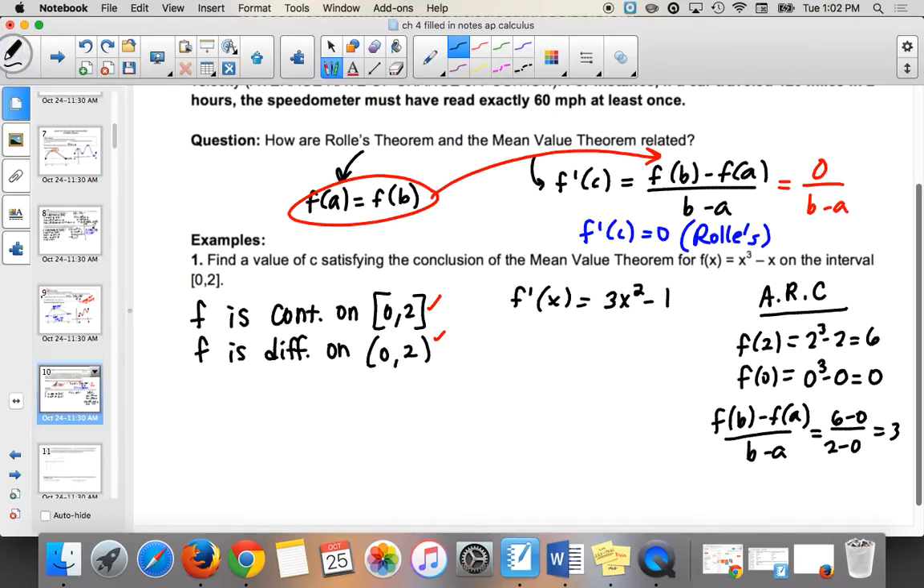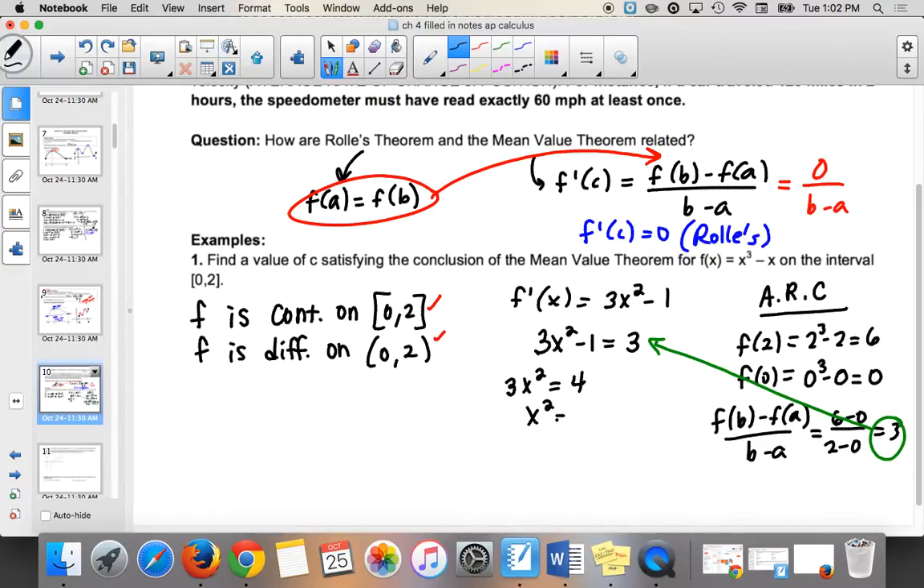The thing that people will mess up on their homework and on the test is they always set the derivative equal to 0. We're not setting the derivative equal to 0 in this case. We're setting it equal to the average rate of change. We're saying 3x squared minus 1 is equal to 3. So we took that value and plugged it in for f prime. So we get 3x squared equals 4.